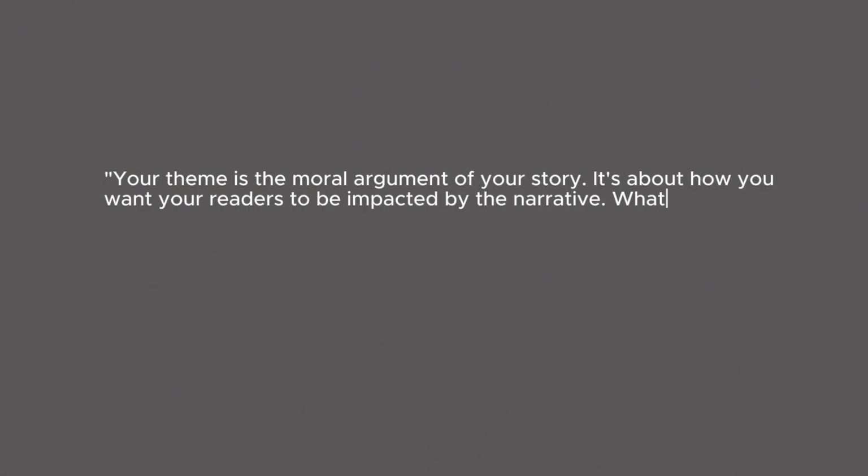So let's look at an example. Your theme is the moral argument of your story. It's about how you want your readers to be impacted by the narrative. So in this sentence, if we begin at it and move backwards, we might think that story, the word right before it, could be a suitable substitution. It usually refers to a thing. A story is a thing. Normally, that would match.